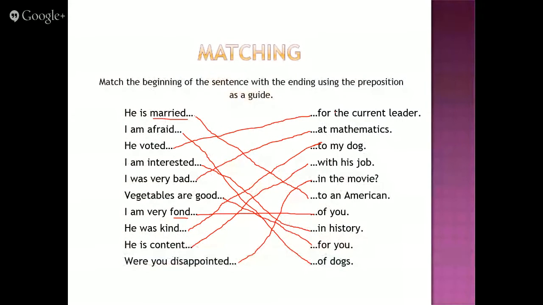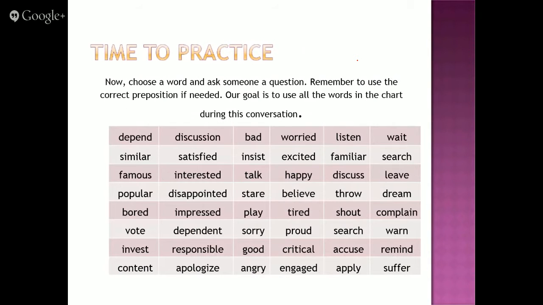What we're going to do now is you guys are going to practice speaking. Okay, and I have done this with students since probably about 2003, and what I find interesting about this is no one has ever used all of these words in this conversation. So what we're going to do is we'll start with one person and we'll choose a word and ask someone a question. Remember to use the correct preposition if needed. Our goal is to use all the words in the chart during this conversation. Okay, so we have about 40 minutes we can use all of these words, and you guys will be my first group to use all these words if we do it.